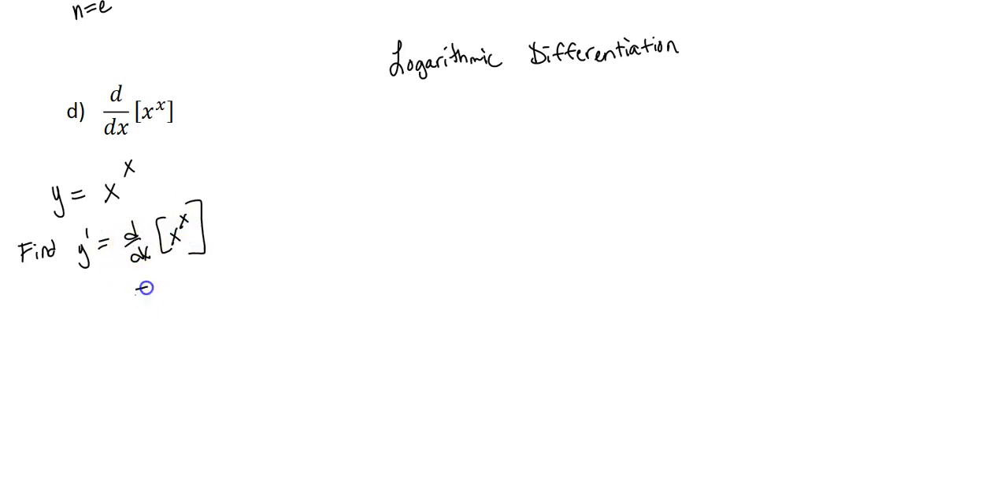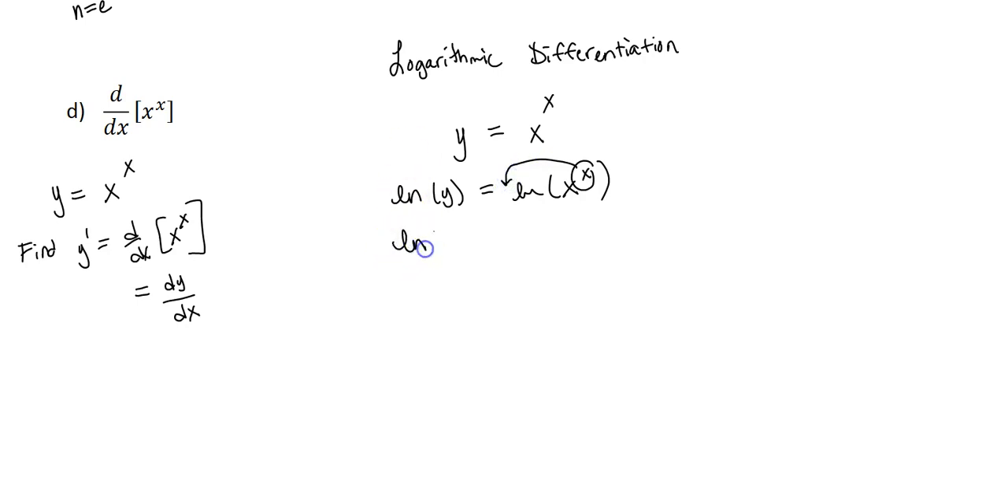The other way I could look at this is that this is dy over dx. So I'm going to start off with y equals x to the x power, and I'm going to take the natural log of both sides. The reason why I'm taking the natural log of both sides is that the natural log is a rock star at getting variables out of exponents, and we have a variable in an exponent. So I'm going to use the power property of logarithms to bring that out front. So I would have the natural log of y equals x times the natural log of x.